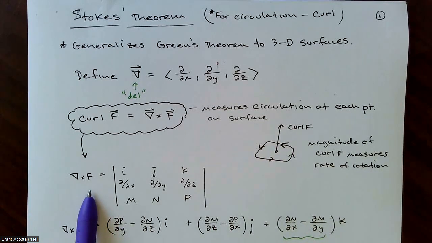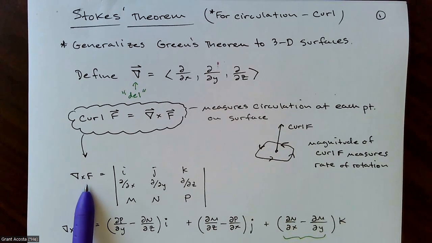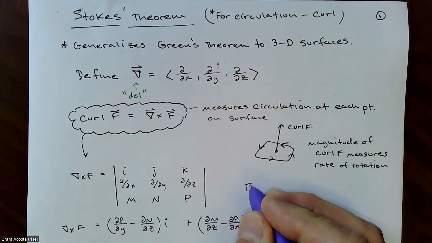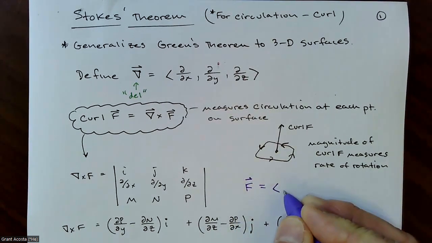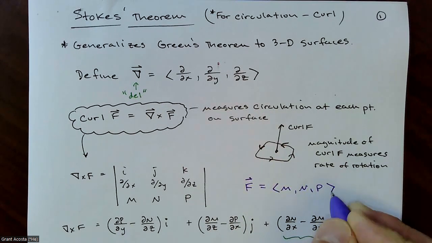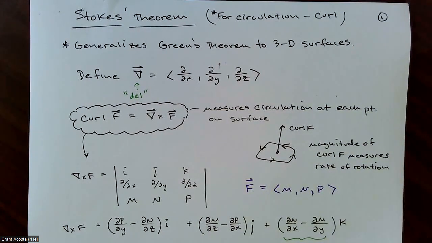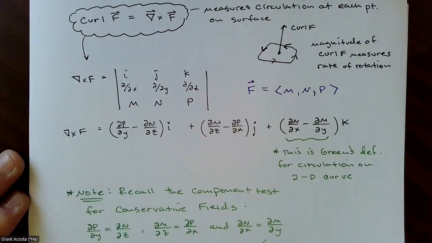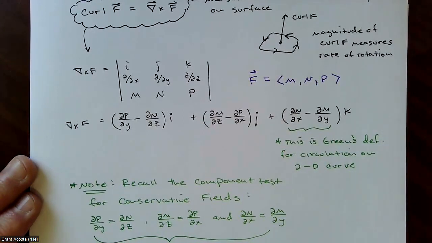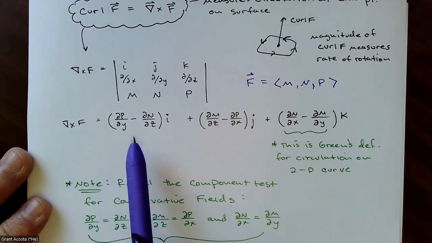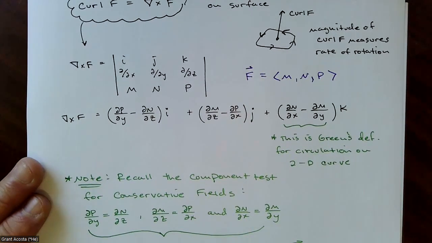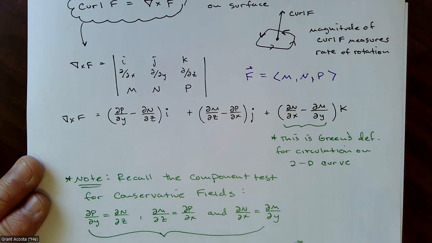If you actually work out a general curl for a vector field f, if we define f to be m, n, and p, which we've done earlier, then del crossed with f will give you this vector in general. Again, in a previous video, when we talked about the idea of a conservative vector field, a vector field is conservative if the curl of f at every point is equal to 0.